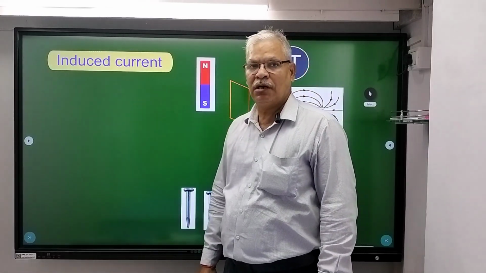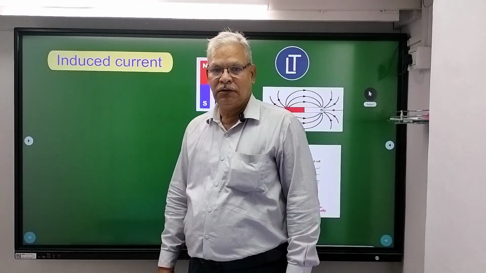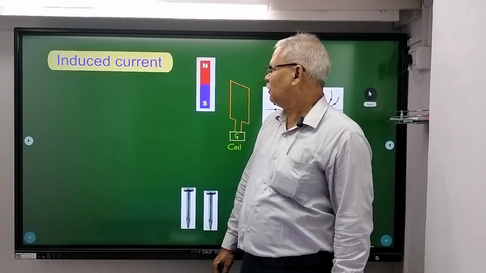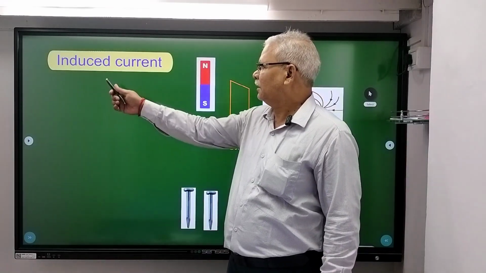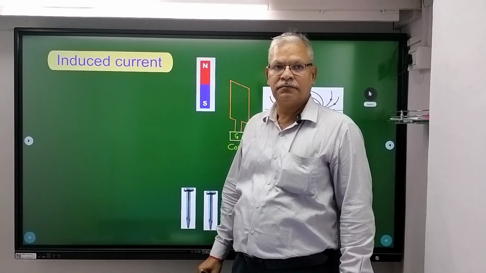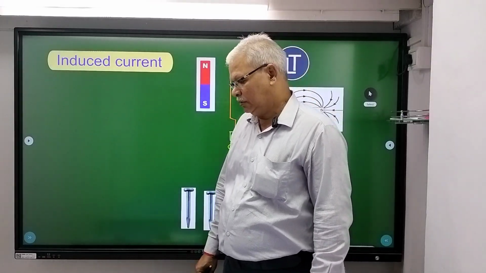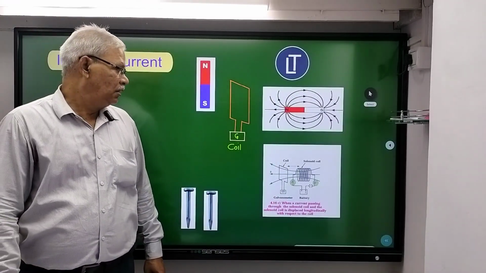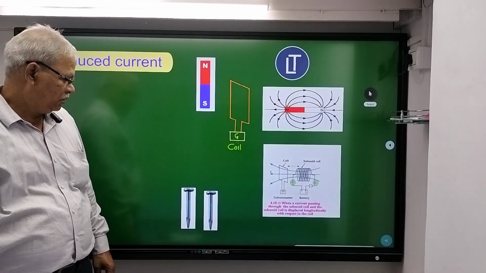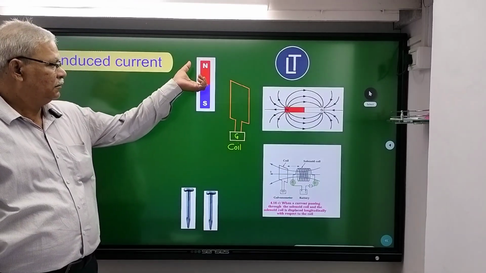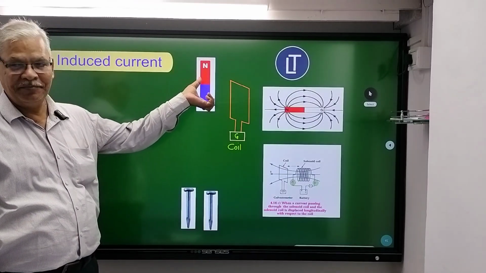last time you have learned about the working principle of electric motor. Now the new topic, that is induced current. Okay? This is the new topic. Now see, I am going to take an example here. See, this is a magnetic bar.